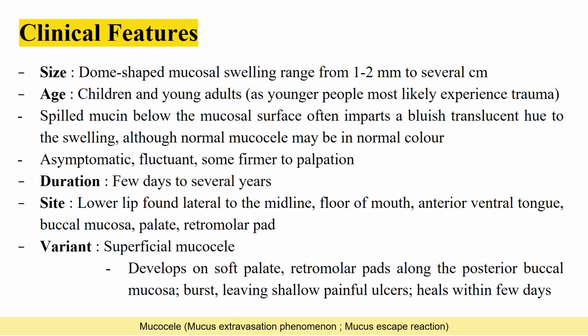The duration will last from a few days to several years, and it usually occurs at the lower lip, lateral to the midline, followed by the floor of the mouth, the anterior ventral tongue, buccal mucosa, palate, and retromolar pad. The variant of mucocele is known as the superficial mucocele, in which the mucocele develops on the soft palate or retromolar pad along the posterior buccal mucosa, and it bursts, leaving a shallow painful ulcer, which will heal within a few days. So the second one will be ranula.